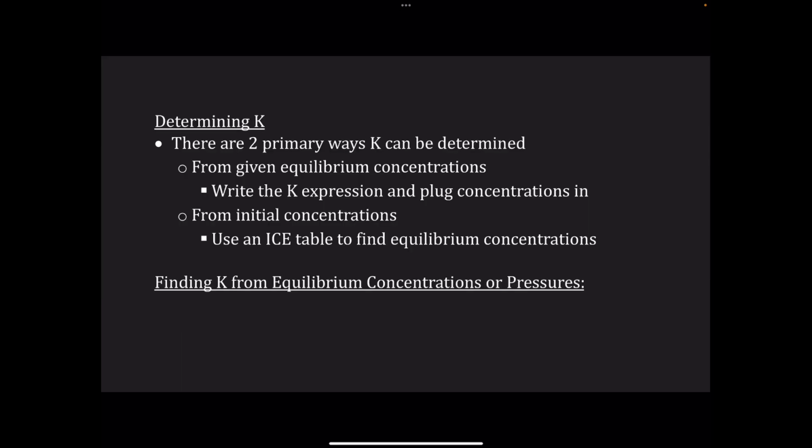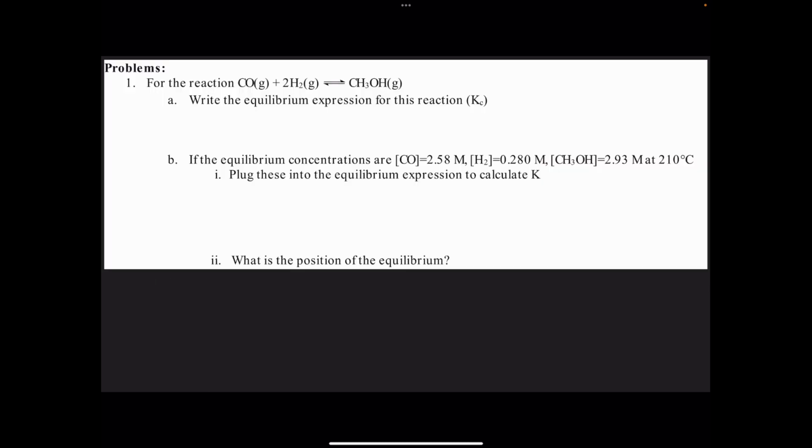When it comes to determining K, there are two primary ways to do this. We can do this from given equilibrium concentrations. This one's straightforward. We just write our K expression, we plug the concentrations in, we get our calculation. The other possibility is using initial concentrations, and in this method we would use something called an ICE table to find equilibrium concentrations. So first we'll take a look at finding K from equilibrium concentrations or pressures.